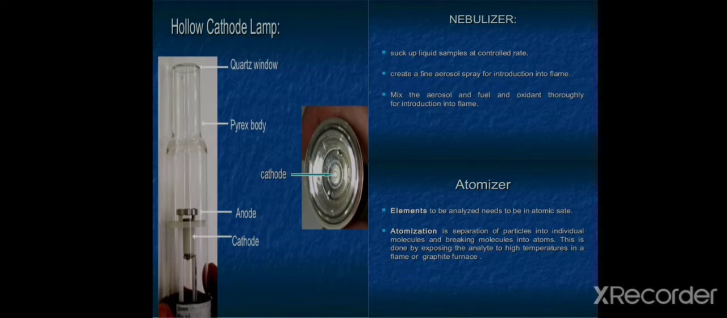Hollow cathode lamp contains a quartz window, Pyrex body, and then the anode and cathode. The nebulizer. The nebulizer can suck liquid samples at a controlled rate, create a fine aerosol spray for introduction into the flame, and mix the aerosol with fuel and oxidant thoroughly. After the nebulizer, the atomizer is present. The element to be analyzed needs to be in atomic state. Atomization is the separation of particles into individual molecules and breaking molecules into atoms. This is done by exposing the analyte to high temperature in a flame or graphite furnace.